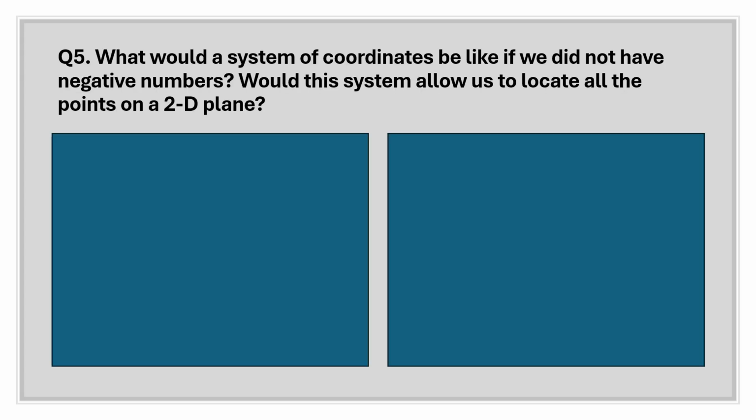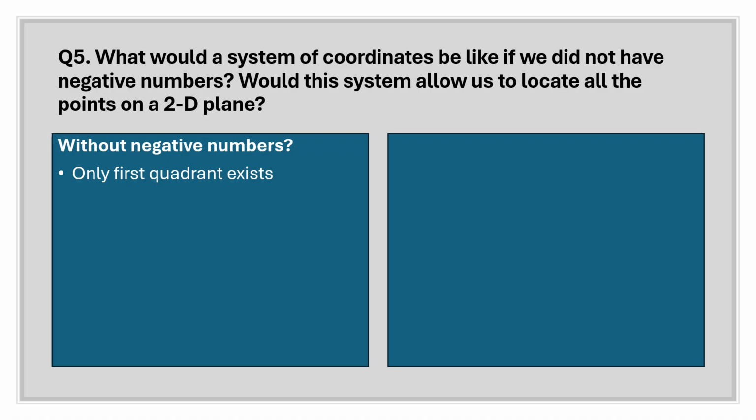Let's understand question number 5. What would a system of coordinates be like if we did not have negative numbers? Would the system allow us to locate all the points on a 2D plane? Now the question is without negative numbers. So if it exists, they have given us what would a system of coordinates be like. So without negative numbers, only first quadrant exists.